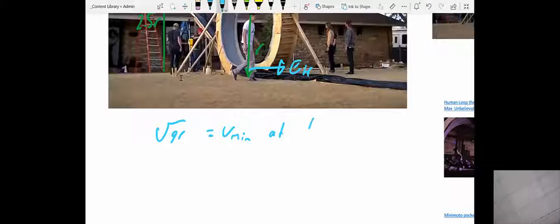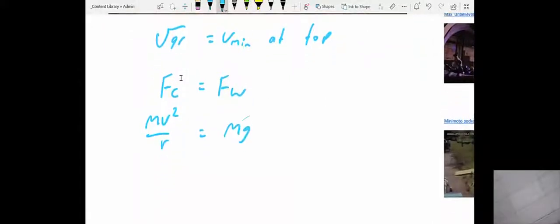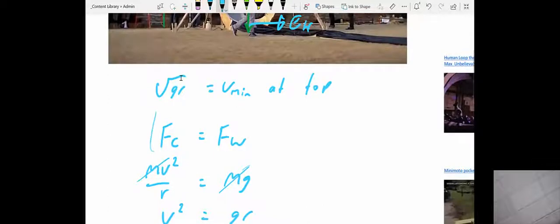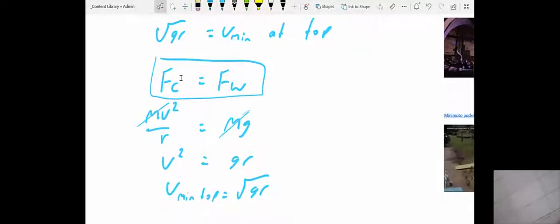So v min at top. We said that at the top, the centripetal force must equal our weight force. And so we get mv squared over r equaling mg. And we cancel our m's, and we get v squared equals gr. So v min top equals square root of gr. And that's all because that is the condition at the top. And so he has to have that much speed.